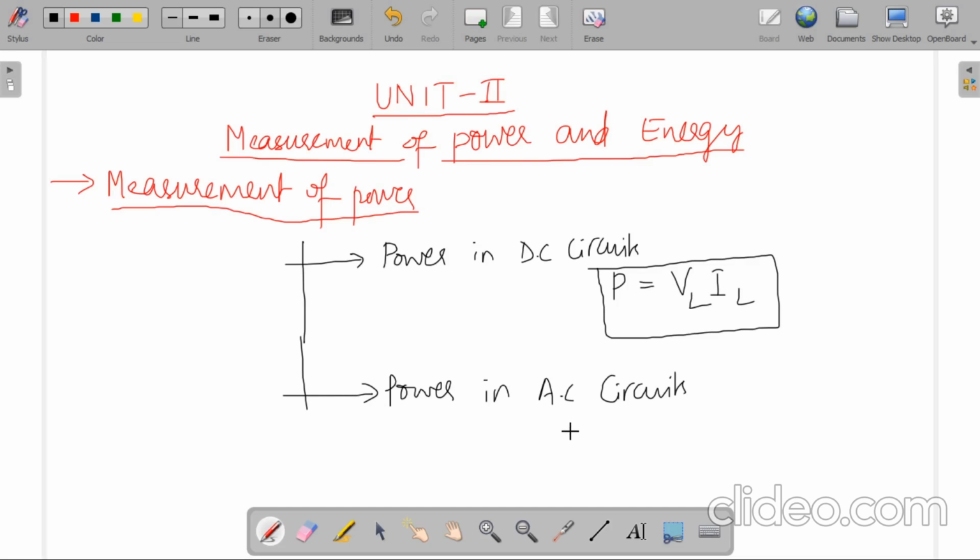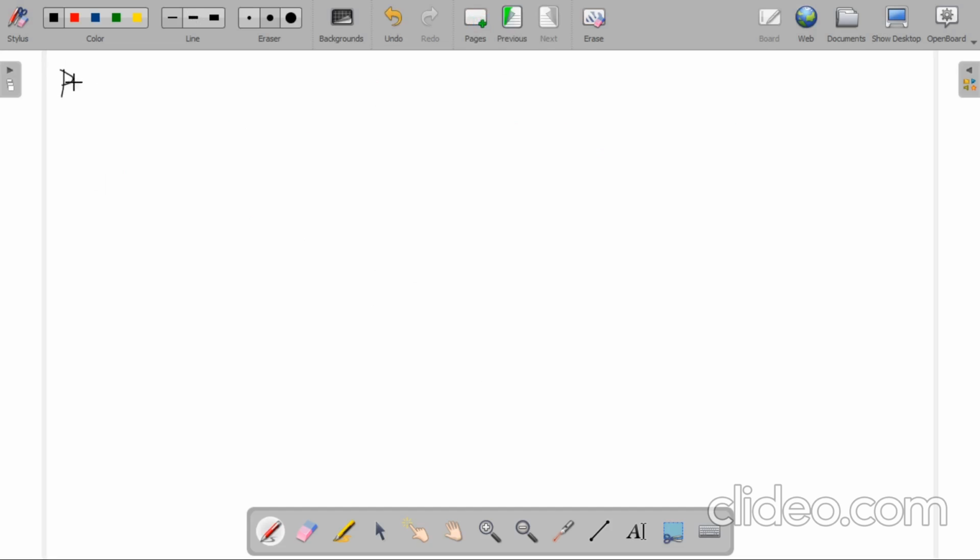Coming to the power in AC circuits, power in AC circuits is given as P is equal to VI cos phi. These two are RMS values, where cos phi is the power factor, where phi is the angle between voltage and current. In case of a DC circuit there is no concept of power factor. So in an AC circuit, power is VI cos phi.